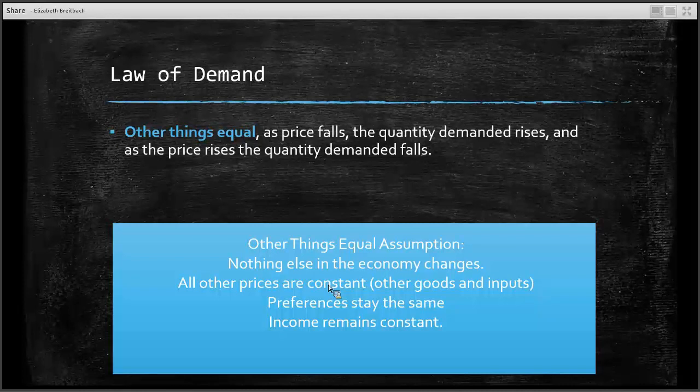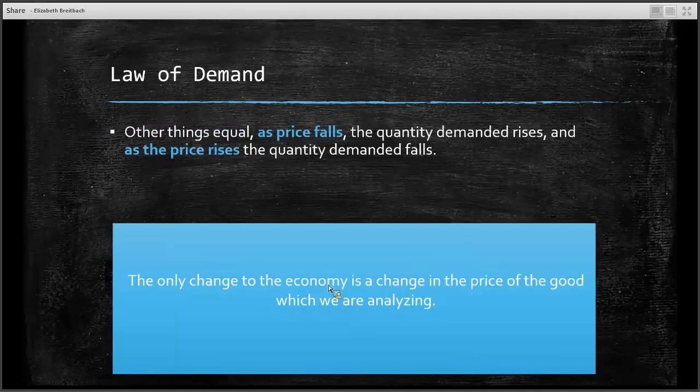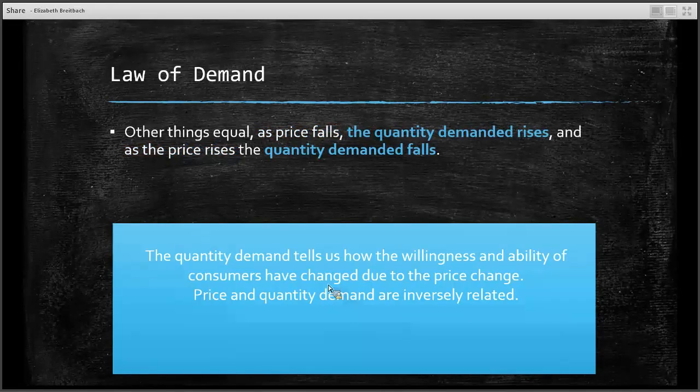It's only the price that's adjusting. Okay, and as we talk about the price, it's only the price of that individual good. So it's only the price of coffee that's adjusting, either falling or increasing. It's no other goods in the economy. And that's going to then cause us to change the quantity that we want to consume. It changes the amount of willingness and ability consumers have towards that product.